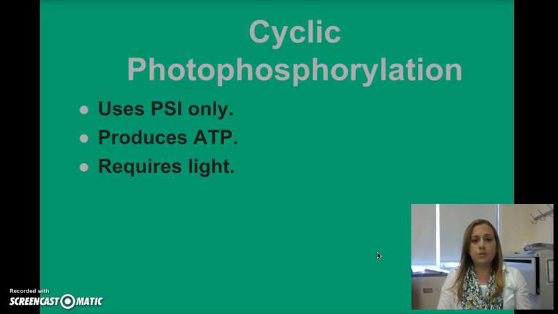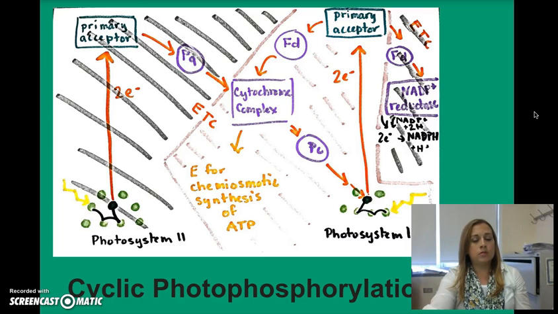All right, the first thing we want to talk about is cyclic photophosphorylation. You should be familiar with the phosphorylation part: phosphorylation is anytime you're adding a phosphate group, photo meaning light and cyclic meaning it happens in a cycle. Cyclic photophosphorylation is going to use only photosystem 1, and it does produce ATP. It also does require light.